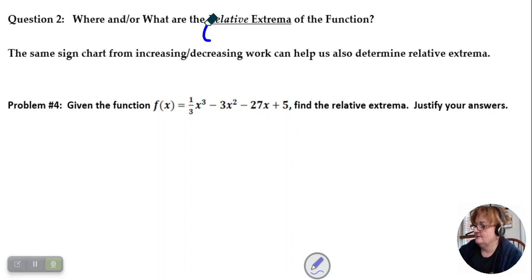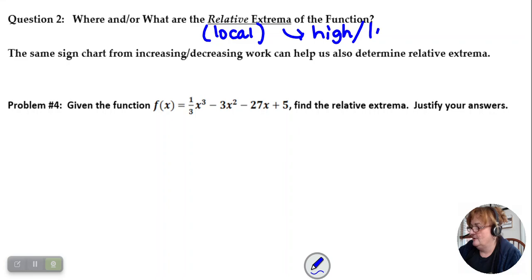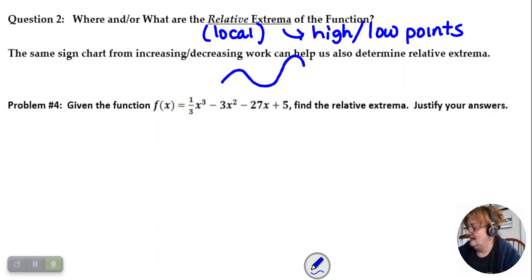Relative extrema, also called local extrema, are just high and low points. They're not necessarily the absolute highest or lowest points on the graph. They might be, but you can have a lot of local extrema, and only one of them might be the absolute max or min.